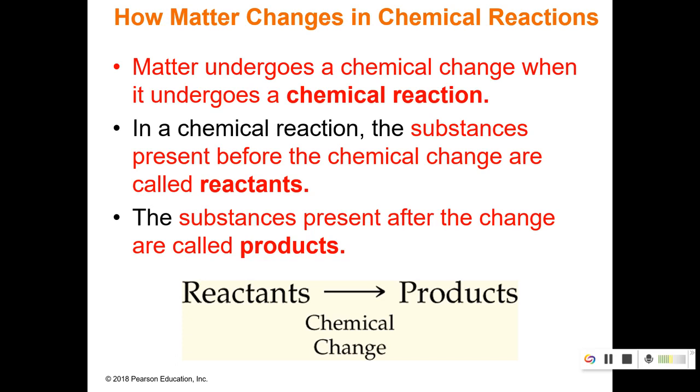So matter undergoes a chemical change when it undergoes a reaction. Substances before the arrow are called reactants, and after the arrow, they're called products. And from here on out, I'm going to refer to them as that. This arrow means a chemical change happened in a chemical reaction.